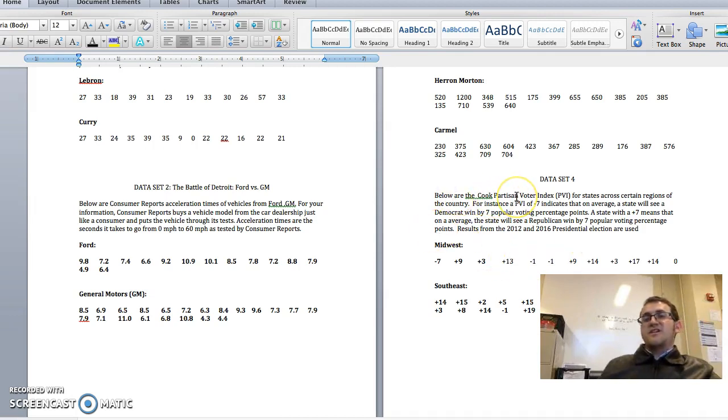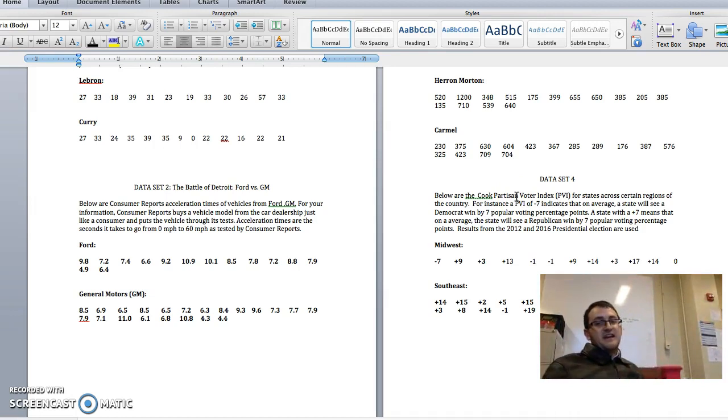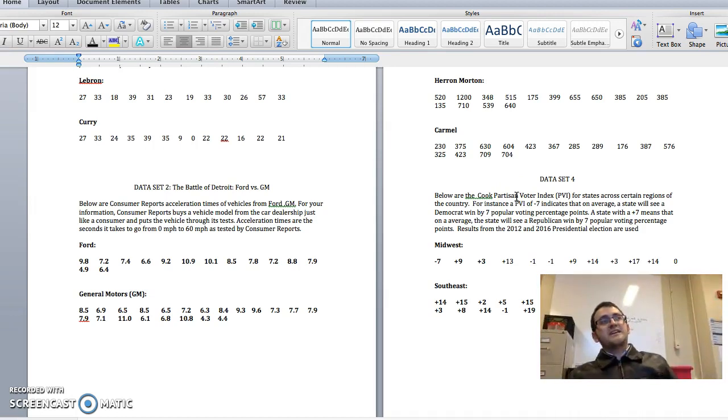This is called the Cook Partisan Voter Index, which looks at each state and sees, on average, based off of recent election results, how many points the Democratic or the Republican candidate is going to win by. So, for instance, my home state of Ohio has a Cook PVI of +3. This means that on average, the Republican candidate is going to win by 3 percentage points.